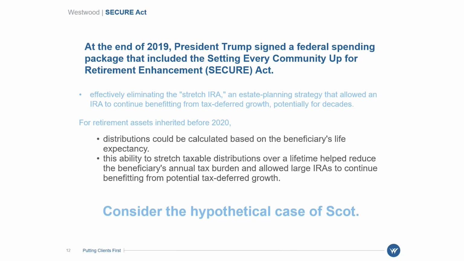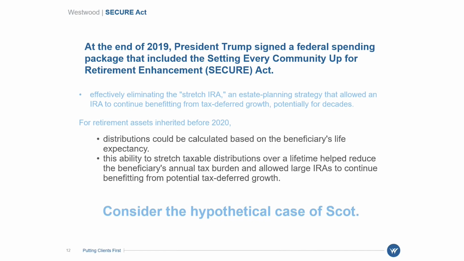Under the old rule prior to 2020, any non-spouse beneficiaries inheriting an IRA or 401k had the ability to calculate and receive their RMDs based on the non-spouse's life expectancy. And this ability to stretch or defer the new RMDs over that non-spouse's beneficiary lifetime was incredibly advantageous from a tax deferral and account growth standpoint.